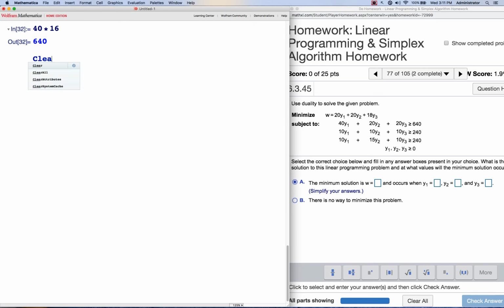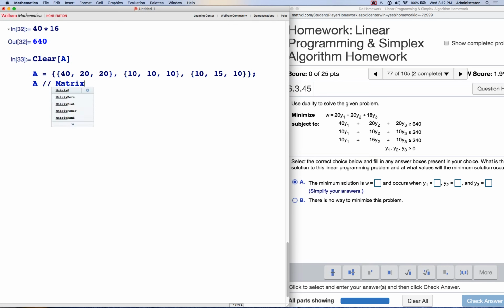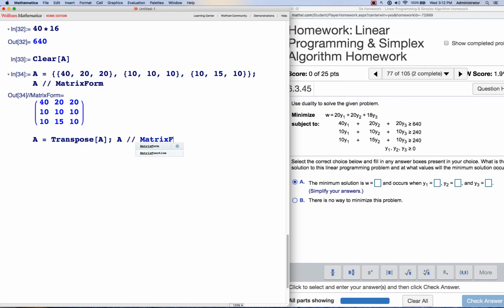So we're going to clear A. Let's start this problem over again. Problem 77, we're doing this over again. So A is equal to 40, 20, 20, 10, 10, 10, 10, 15, 10. Okay, but this is important. I need to take the transpose of that matrix. That's what I didn't do before. That was a mistake. All right, matrix form.